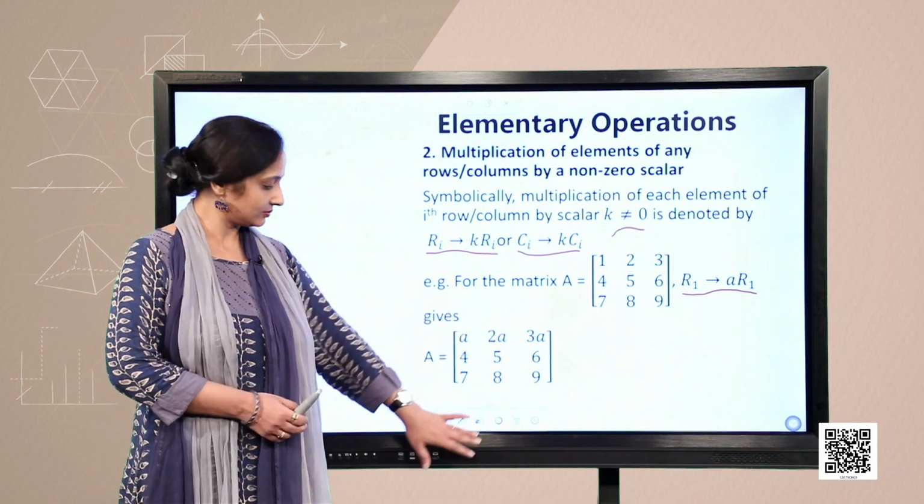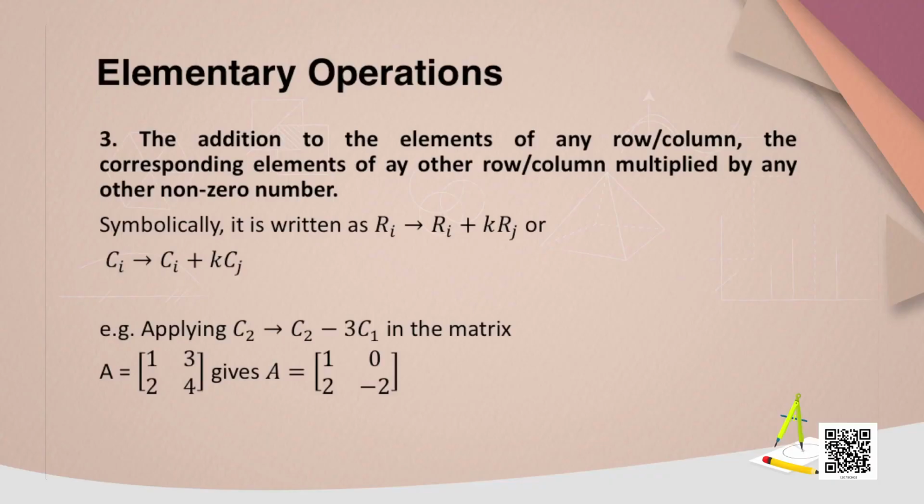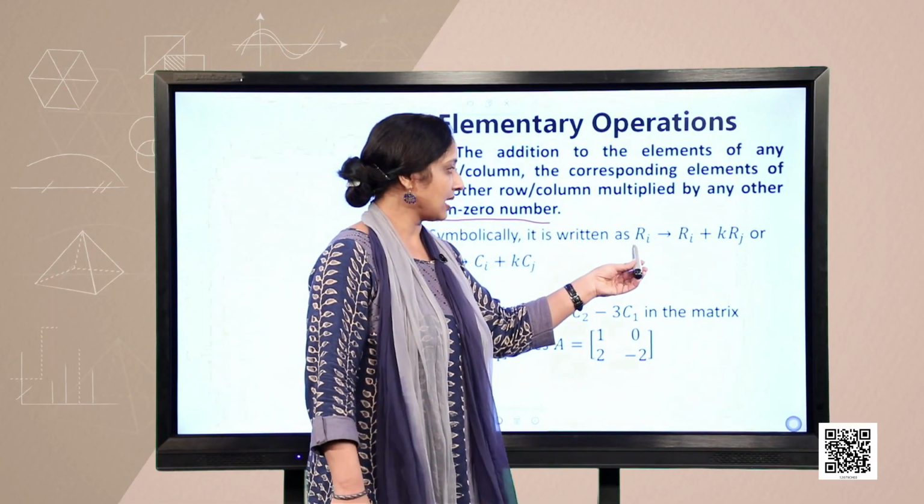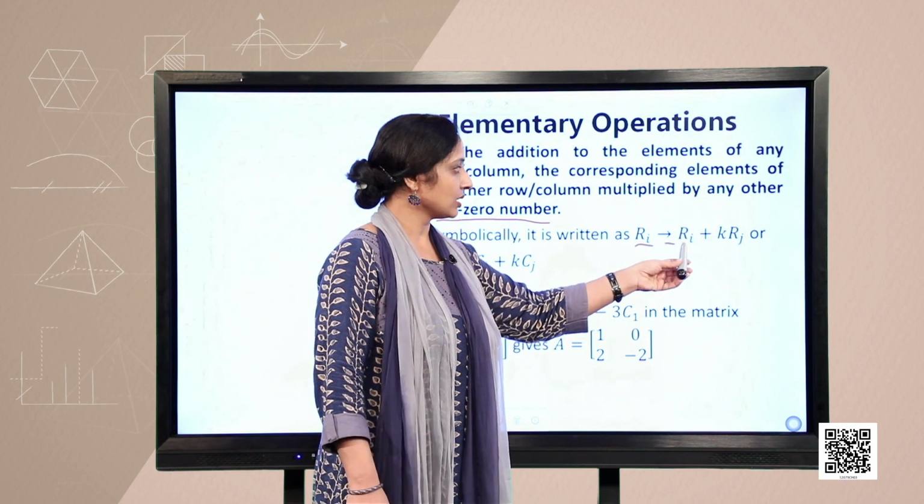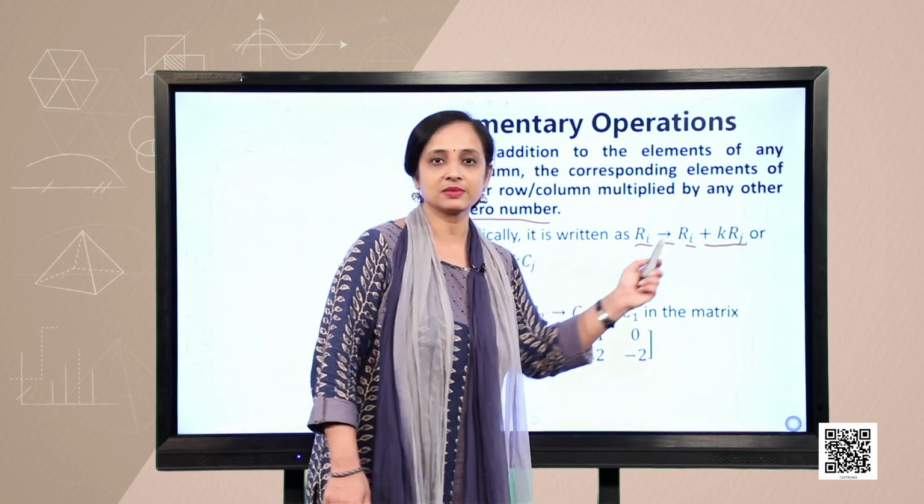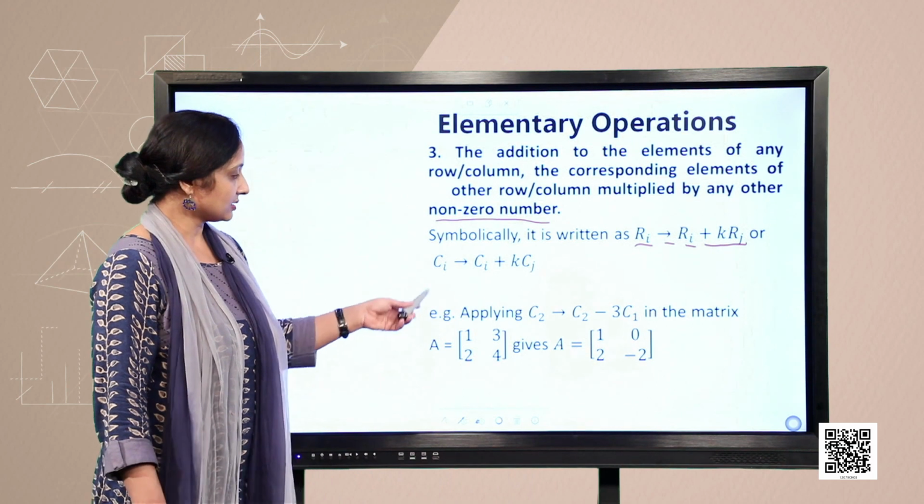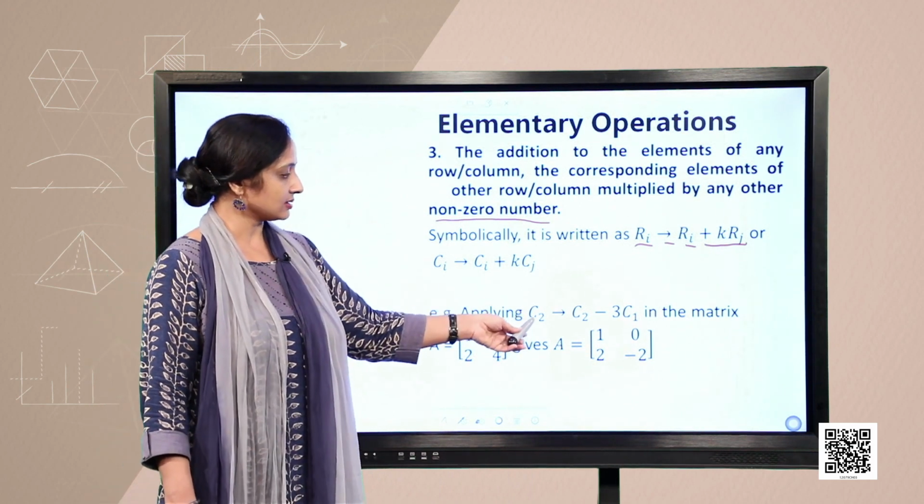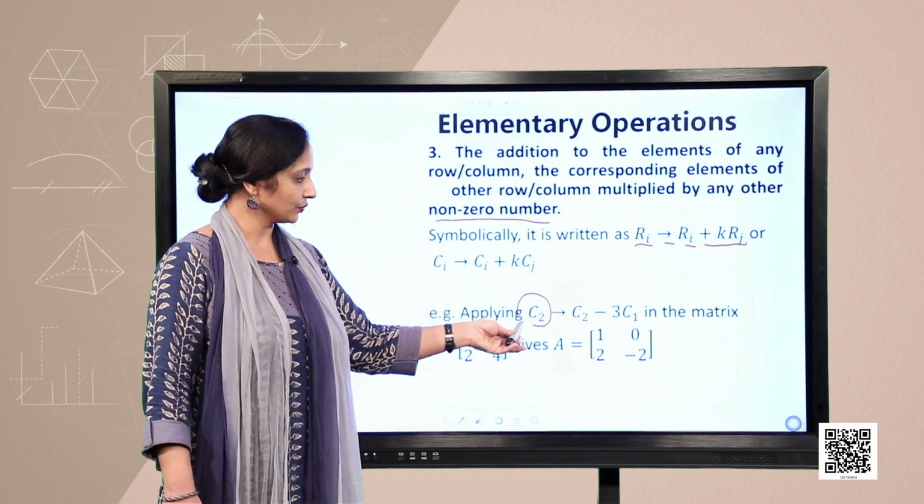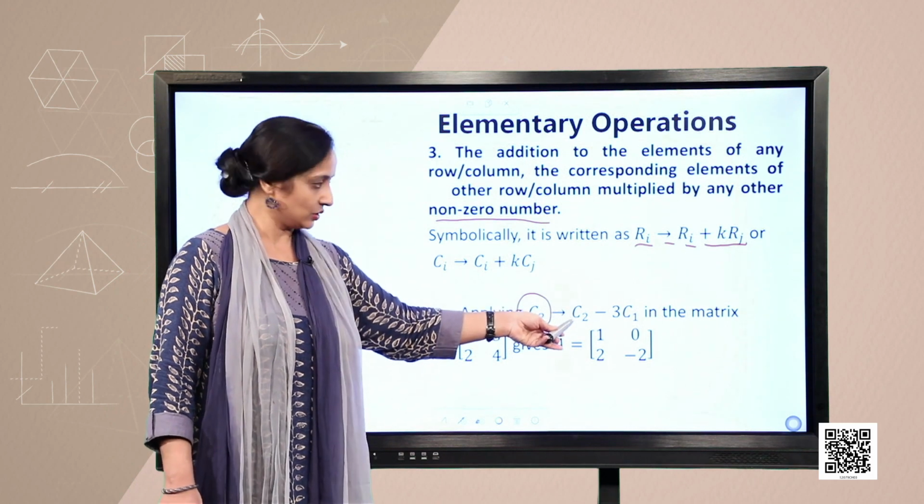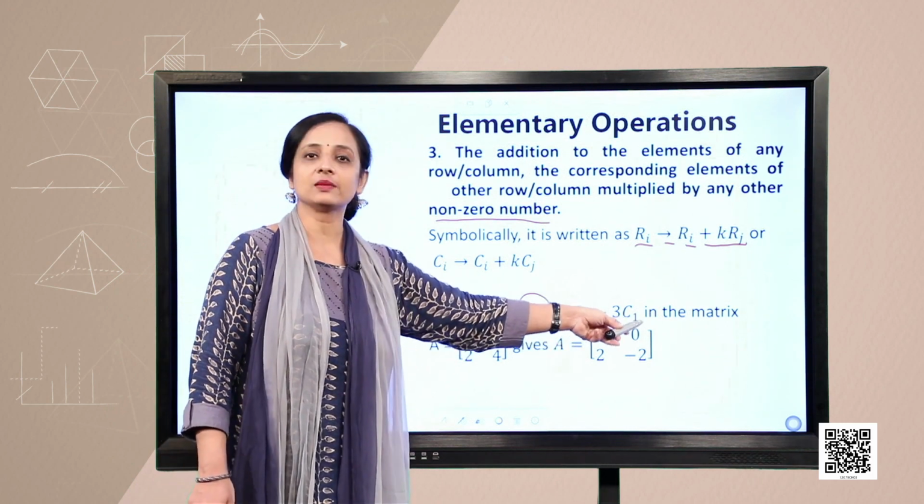The addition to the elements of any row or column, the corresponding element of other row or column is multiplied by non-zero number. This is written as Ri changes to Ri plus K times Rj. This means if you are interested in changing this C2, then start by writing C2 minus 3 times C1.